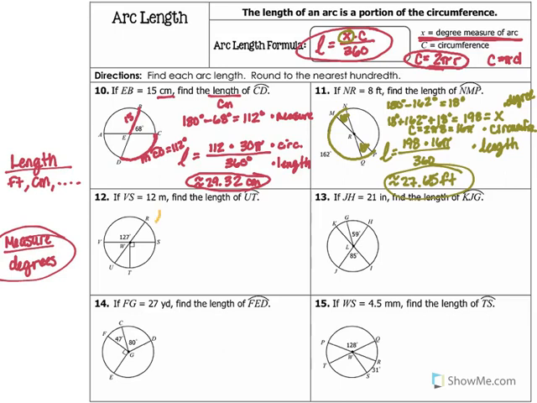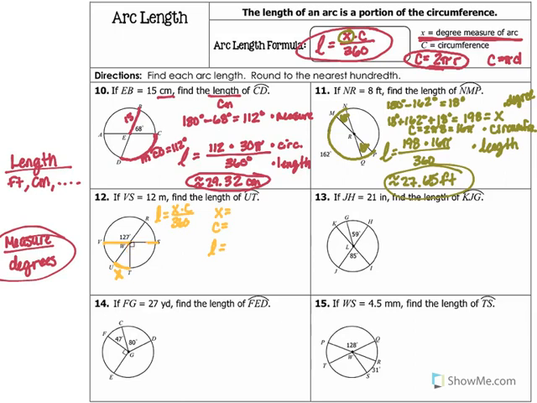Okay, so just to recap, we're using the equation length equals x times c over 360. So first we have to find what x equals, then we need to find what c equals, and then we're going to plug it into our equation. So this one says that VS, which is this length here, is 12. And it says find the length of UT. So that tells us that we're going to have to find that measure of UT first. So that's our x.